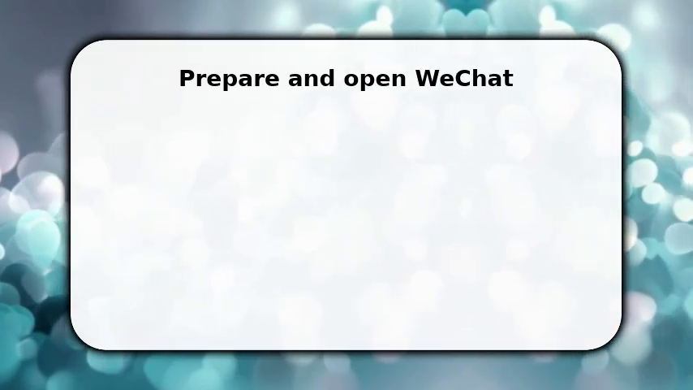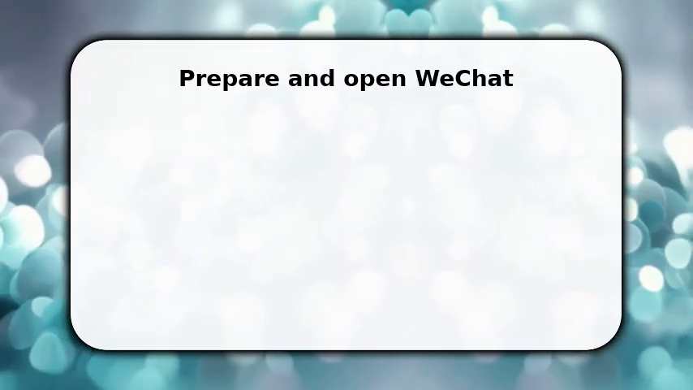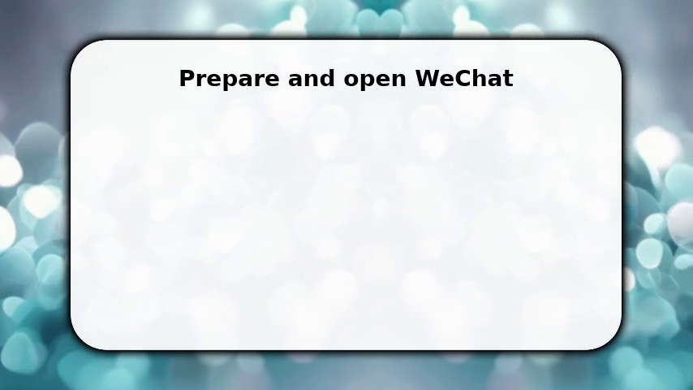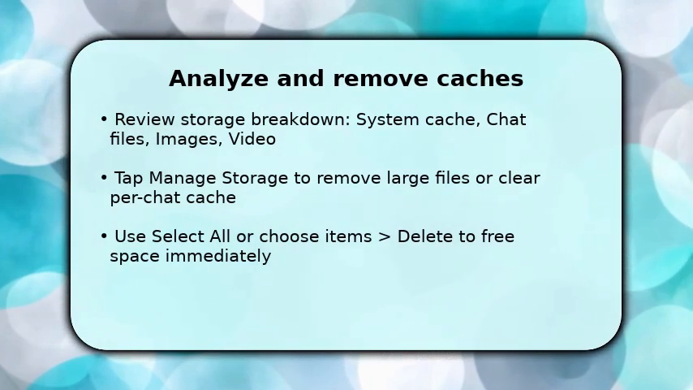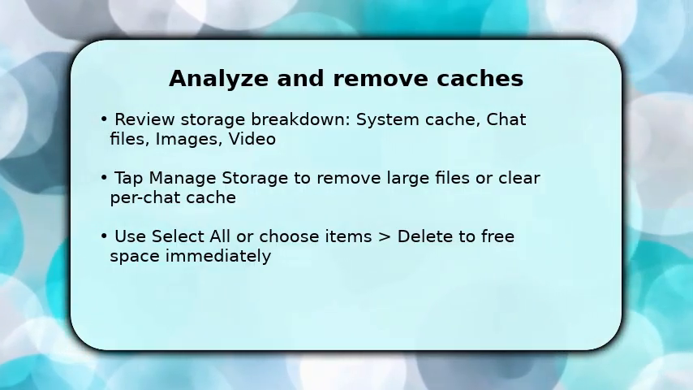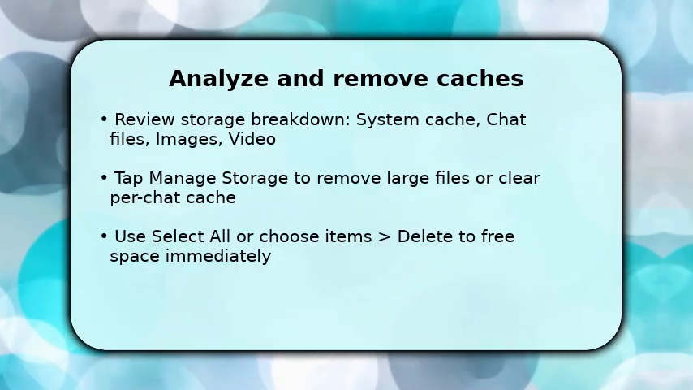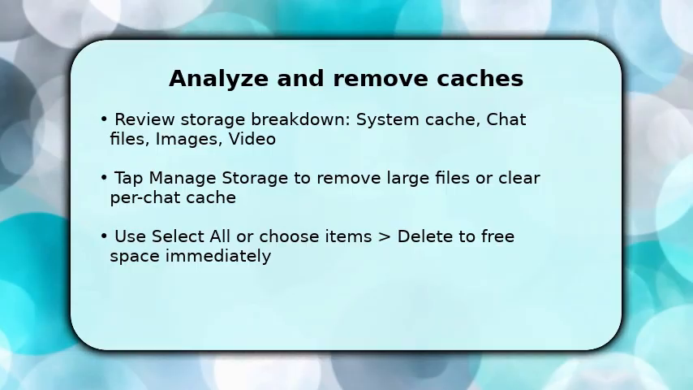This first actionable step gets you where individual caches and the global cache clearing controls are available, so you can proceed precisely. You should inspect the storage breakdown to see where the bulk resides: images, videos, or chat files. Then tap Manage Storage to view large files and per chat caches. This is where targeted deletions matter.